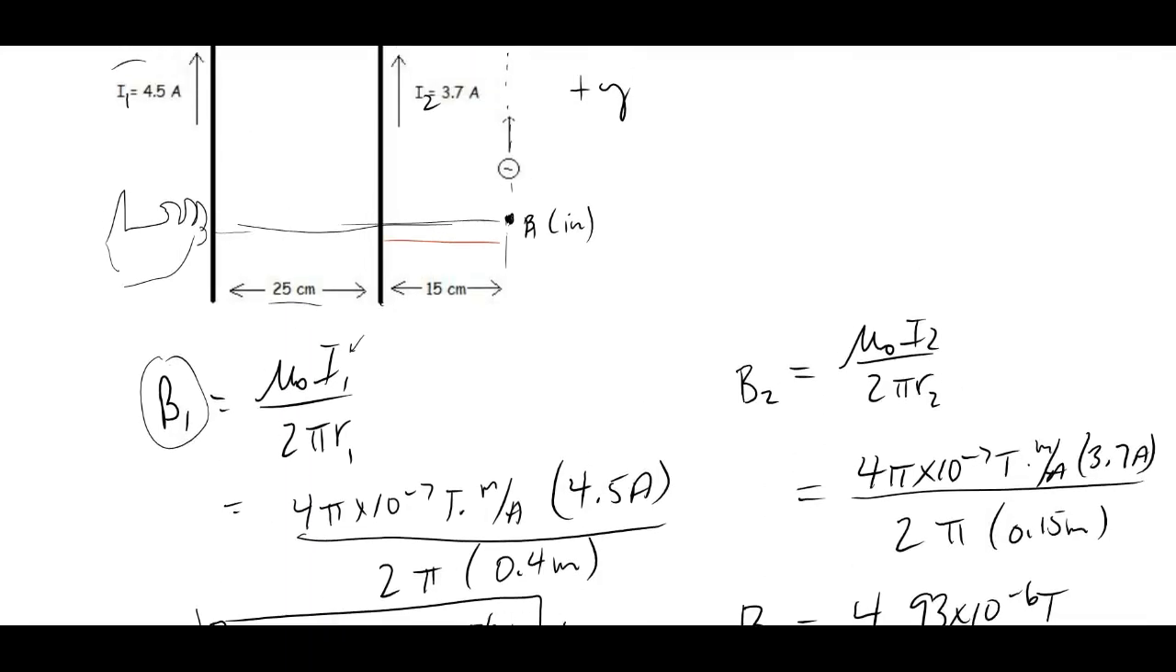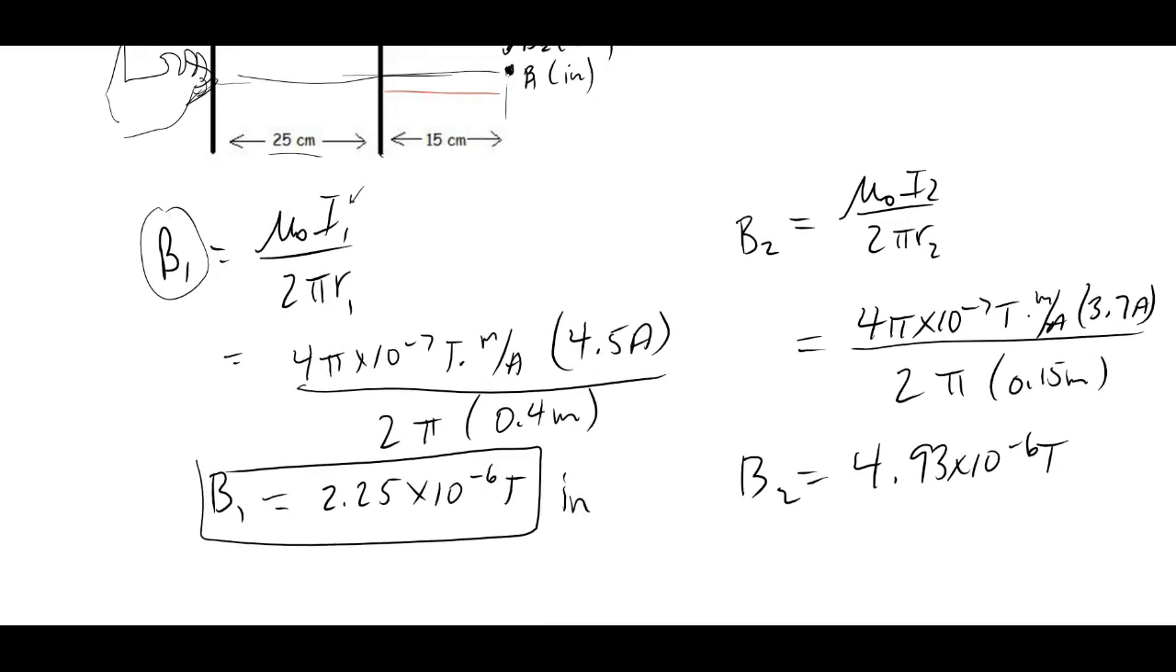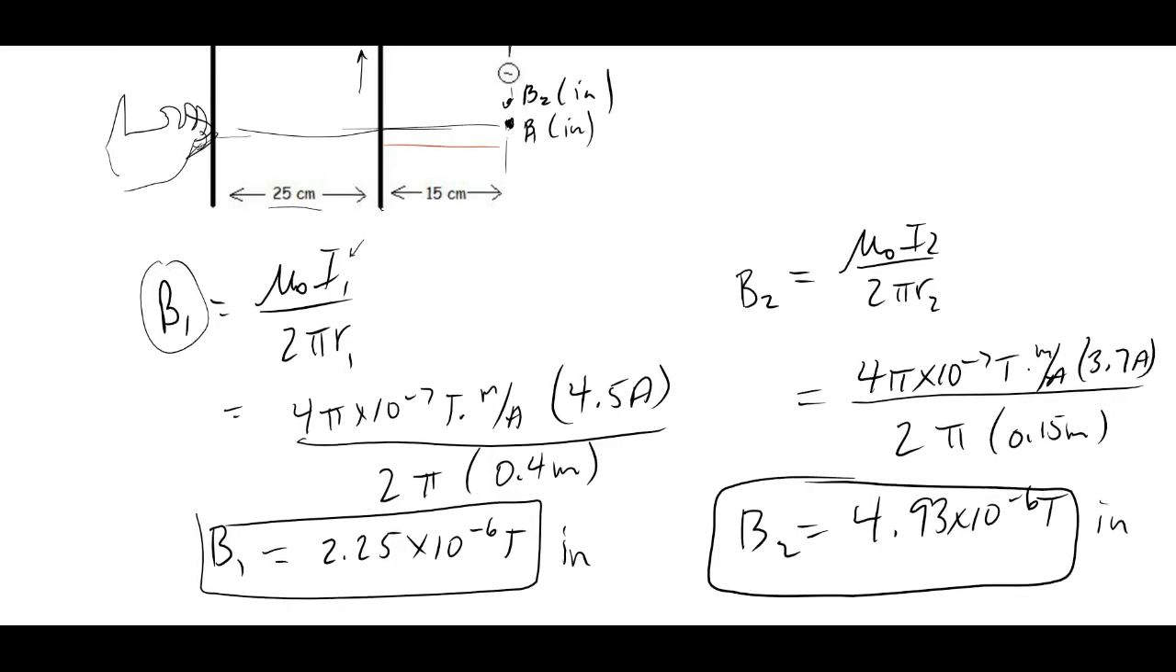And then B2 is at that spot. Once again, the current's still going up, so I would wrap my fingers around the exact same way, so that would also be in. So B2 is also in, and so let me write that down. So this is 4.93 times 10 to the negative 6 Teslas, and that is also in. Since both of them are pointing in at the same spot, like at that location, we could arbitrarily pick that spot right there.